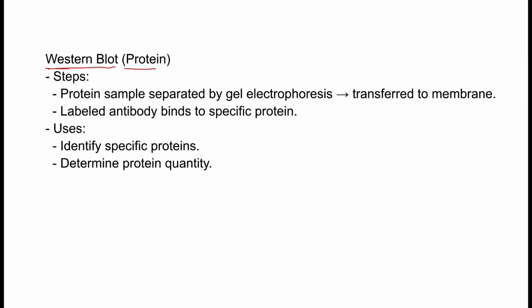Western blot, for protein. Steps: the protein sample is separated by gel electrophoresis, then transferred to a membrane. A labeled antibody binds to the specific protein. Uses of Western blot: it identifies specific proteins and determines protein quantity.